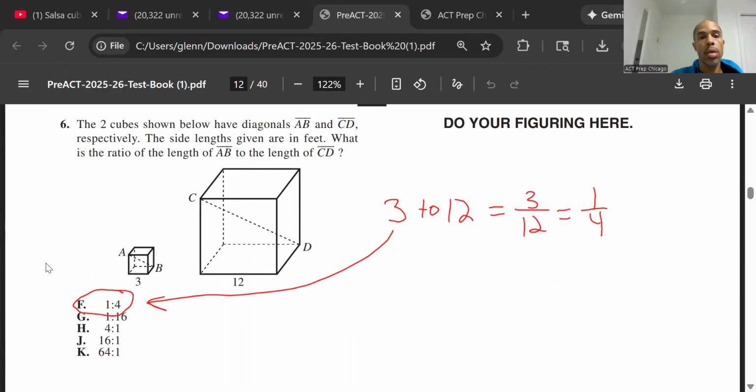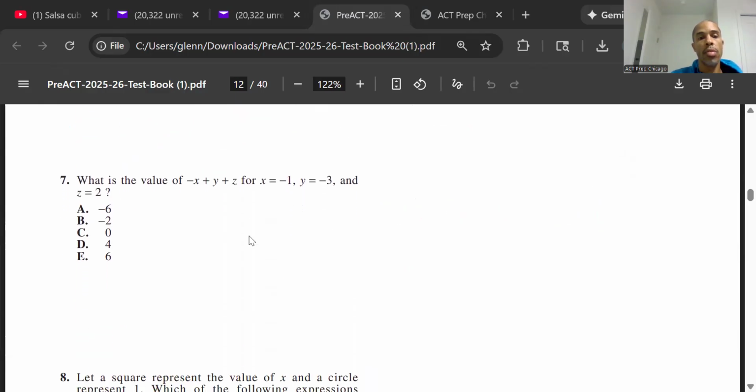Right, next one is number 7. What is the value of negative x plus y plus z? And this is just simply substituting. Now, I always tell my students to be careful when doing this kind of substitution. So this is how I tell them to do it every time. Write it as is, but when you see the variable, you put parentheses. So I would do something like this.